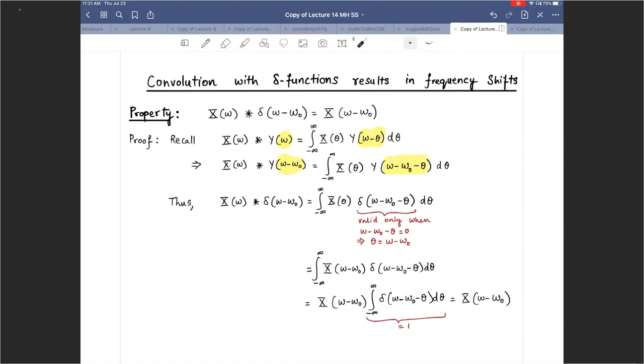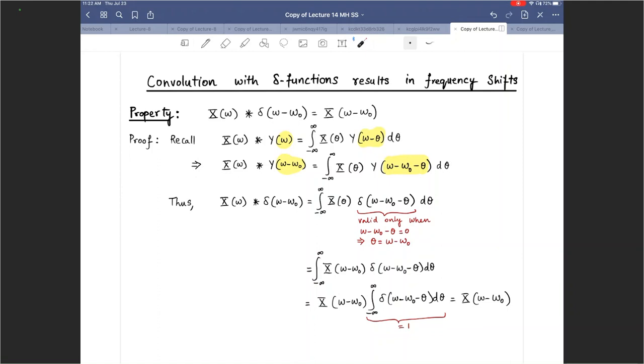Now, we don't have y, we have delta. So if you change the function from y to delta, what do you get? Negative infinity to infinity, cap X of theta remains as is. Instead of y, you now have delta of omega minus omega naught minus theta, d theta. So when is this valid? This is valid when the argument of the delta function equals 0, which means theta equals omega minus omega naught. So use that to write theta here.